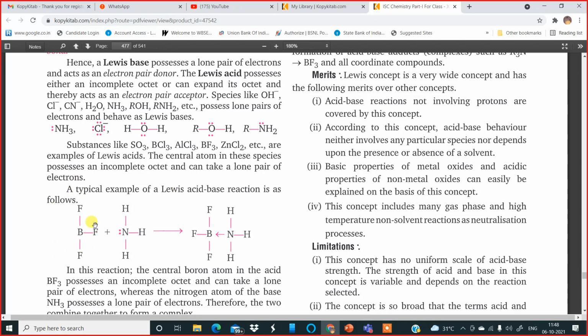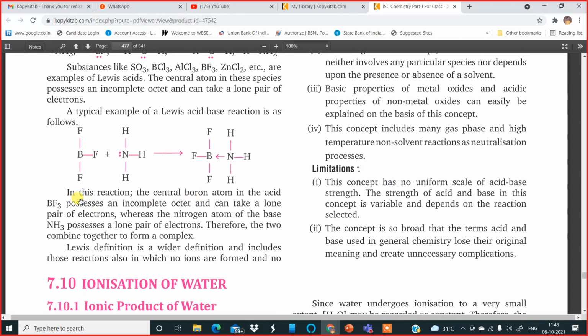A typical example of a Lewis acid base reaction is the reaction between boron trifluoride, a Lewis acid, and a Lewis base, ammonia, to form a complex. A coordinate bond is formed here. Ammonia is providing the lone pair to the boron trifluoride. In this reaction, the central boron atom in the acid BF3 possesses an incomplete octet and can take a lone pair of electrons. Therefore, the two combine together to form a complex.